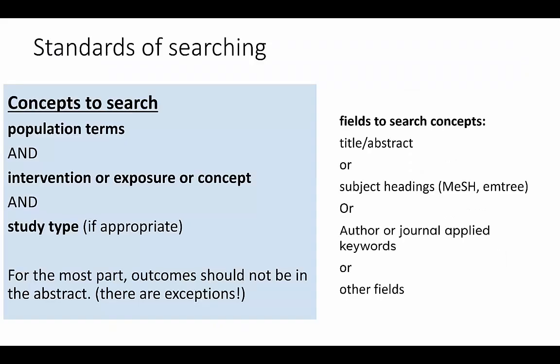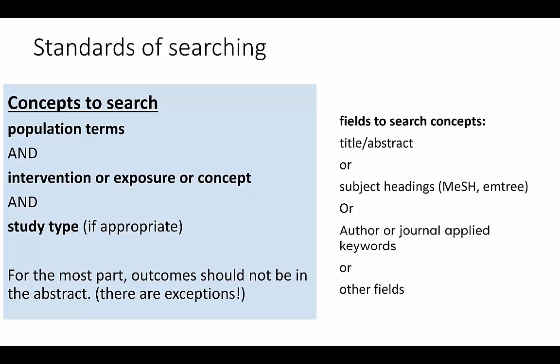So Cochrane calls for these three concepts to be in the search: the population terms, intervention, exposure, those kinds of terms, and study type, but only if it's appropriate. For the most part, they would suggest not including outcomes in the search because a lot of times it's not available in the abstract. There are exceptions, and the case study we're going to look at today is an exception to that.